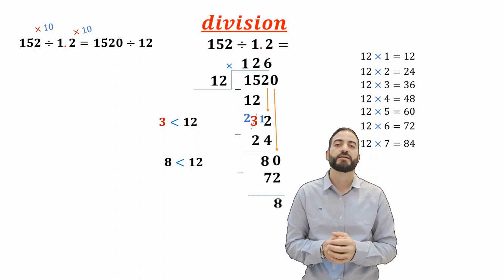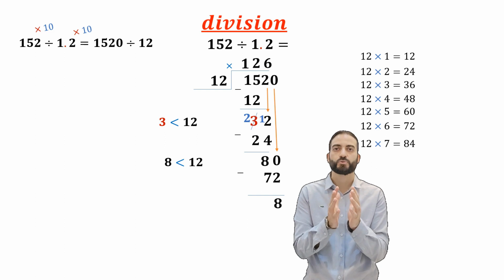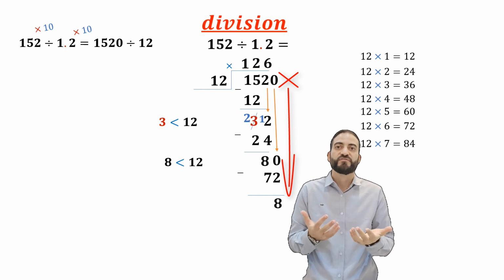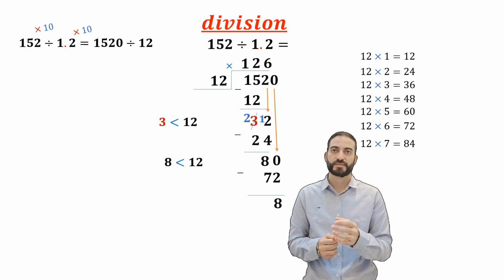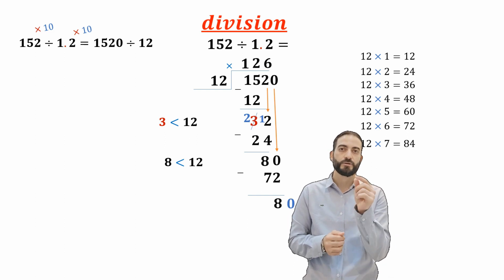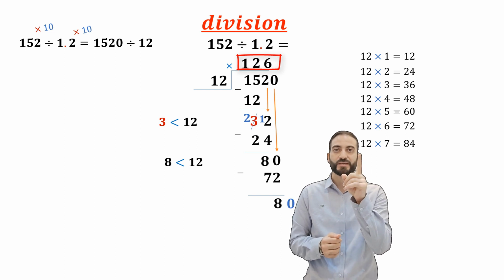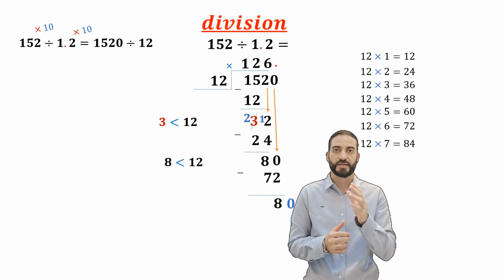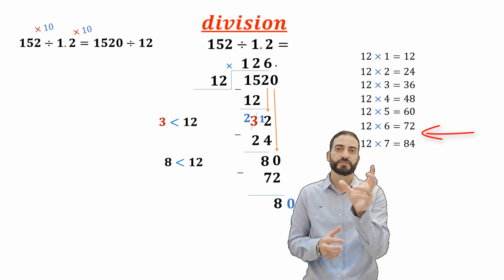We immediately do a subtraction to get the answer 8. Since 8 is smaller than 12 and there is no number here, this means that the process is finished. But we can complete it in this way, putting 0 next to the 8 and looking at the quotient. Since there is no point, so it is not a decimal number, we must put a point to become a decimal number. Now we look for 80 in the multiplication table and we find it here between 72 and 84.